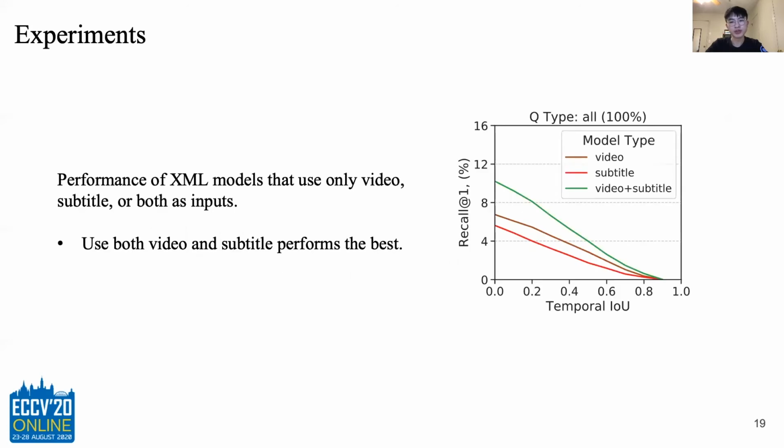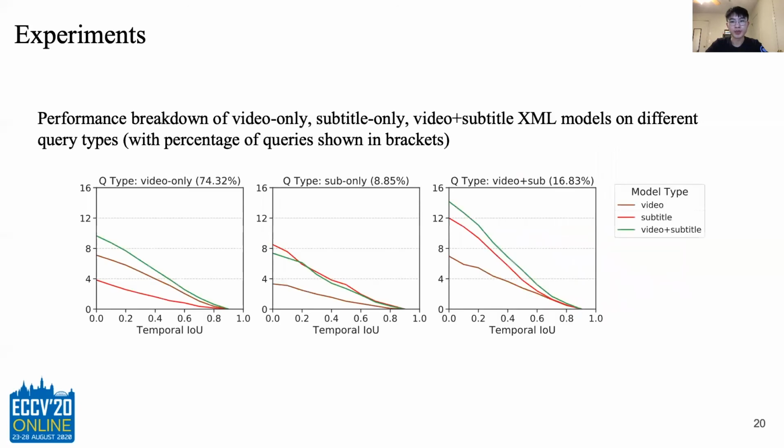Here we show performance of XML models that use only video, subtitle, or both as inputs. We can see from the figure that using both video and subtitle performs the best, which indicates that both video and subtitle are important for this task. Here we show the performance breakdown of XML models on different query types. For queries that are labeled as video-only, the video-only model performs better than the subtitle-only model. And we reach the opposite conclusion when we look at the performance on subtitle-only queries.